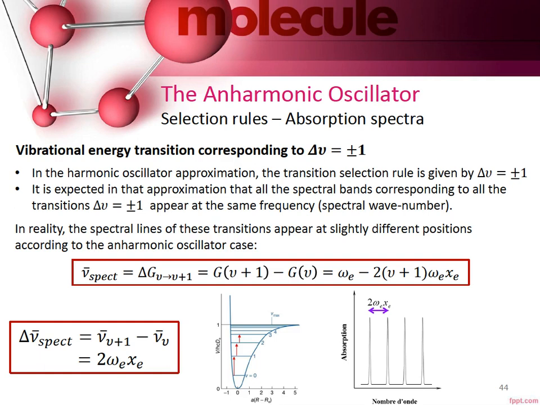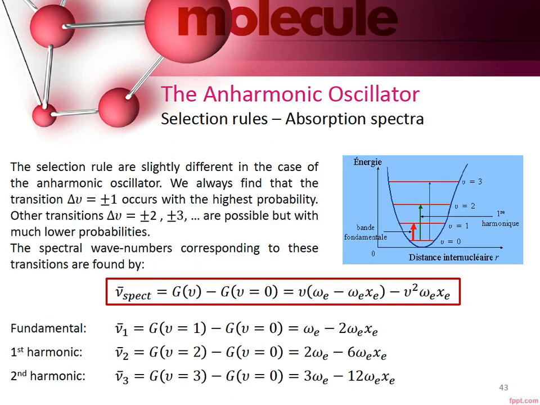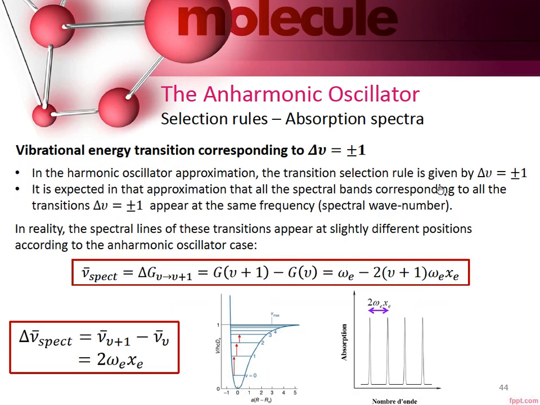But look, there will be different transitions, different peaks on a spectrum. I will talk about the transitions corresponding to delta V equal 1, which means I will not be talking about the harmonics now in this next slide, 44. I'm just talking about the fundamentals, going from 0 to 1 or from 1 to 2, from 2 to 3. So delta V equal plus or minus 1. In absorption, it's going to be plus 1.